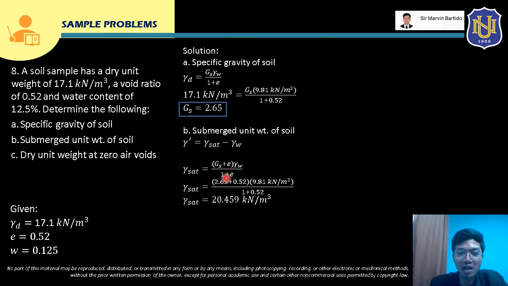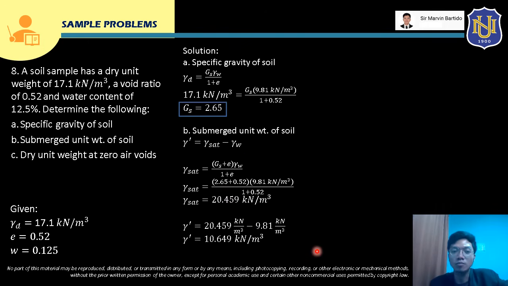So we just subtract from this, class, the gamma of water, which is 9.81. The submerged unit weight will be gamma sat minus gamma water, which is 9.81 kilonewton per meter cube. So, the effective or submerged unit weight of soil, class, is 10.649 kilonewton per meter cube. This is already the answer for letter B.